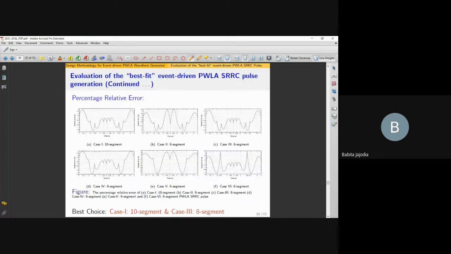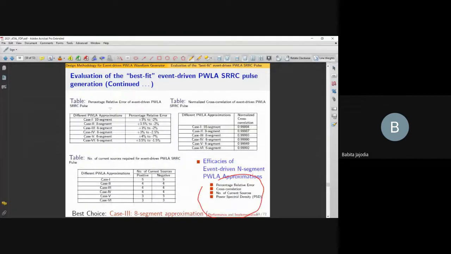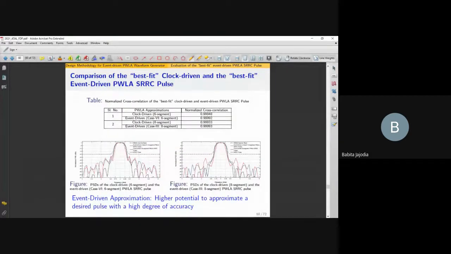So we did the analysis of percentage relative error. Then you can see we did a comparison of the clock-driven and the event-driven approaches. We found that event-driven gave a better result compared to clock-driven, even for the same segment. Similarly for the eighth segment. It also has the advantage of no clock, but at the cost of higher complexity. But event-driven has a better potential to approximate a desired pulse.